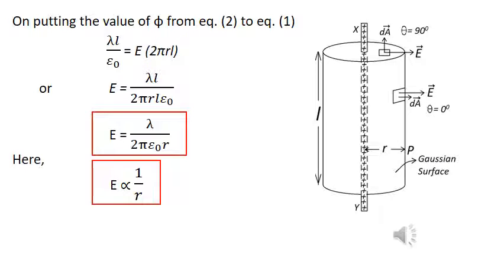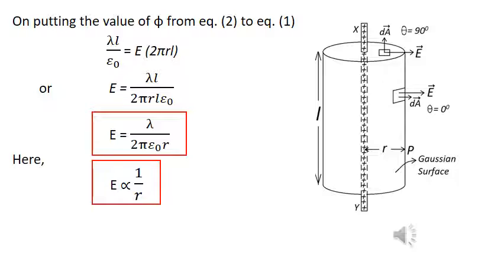By putting the value of phi from equation 2 in equation 1, we get the expression of electric field E is equal to lambda by 2 pi epsilon naught R. Here we can see that electric field intensity is inversely proportional to R. Therefore, the variation of electric field occurs according to this relation. And electric field intensity is directly proportional to lambda.